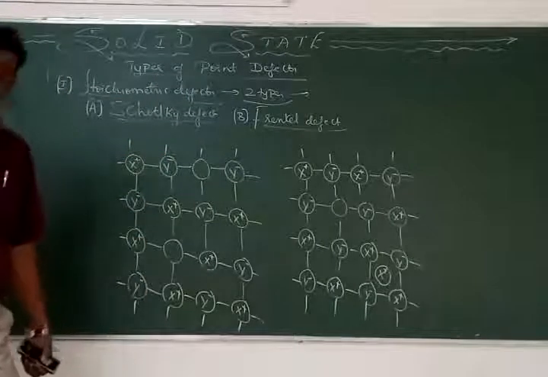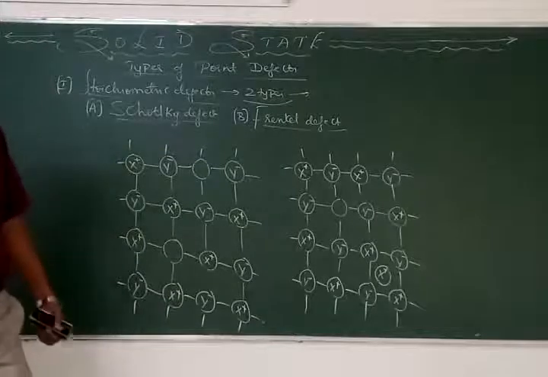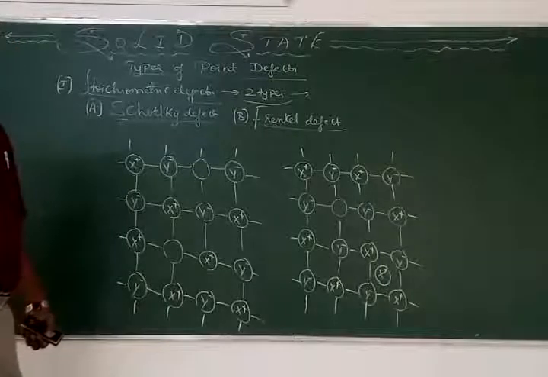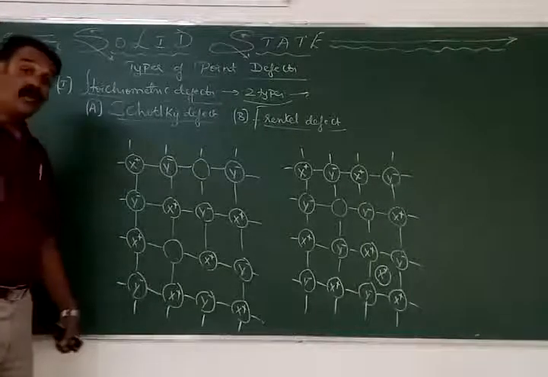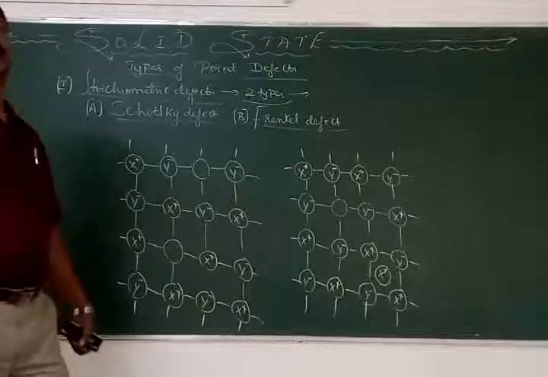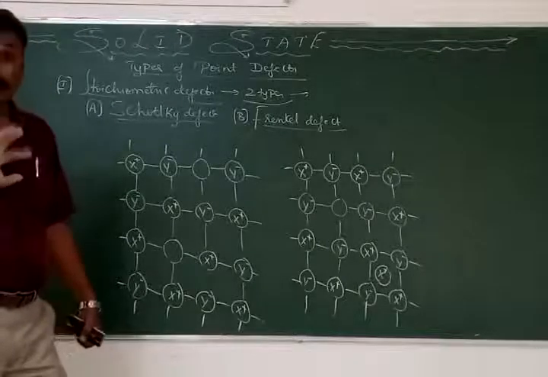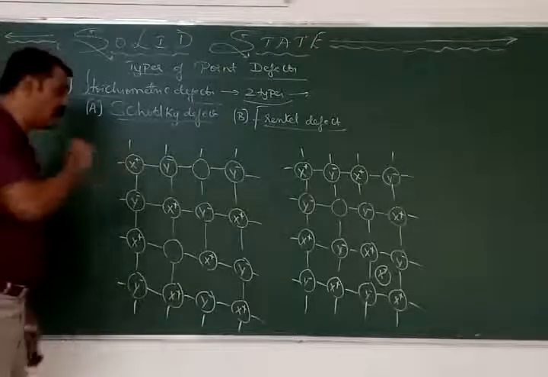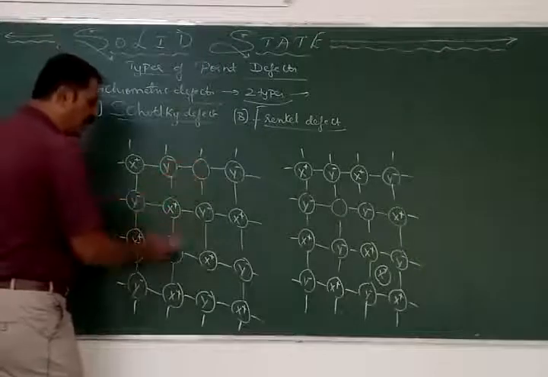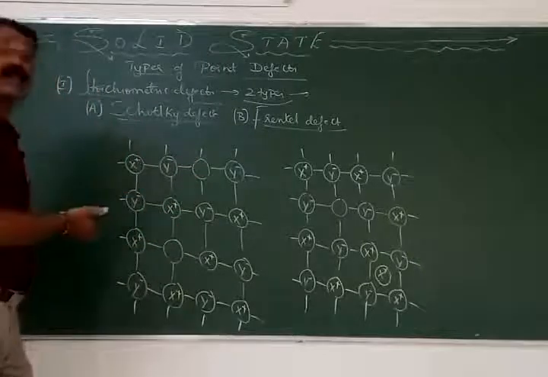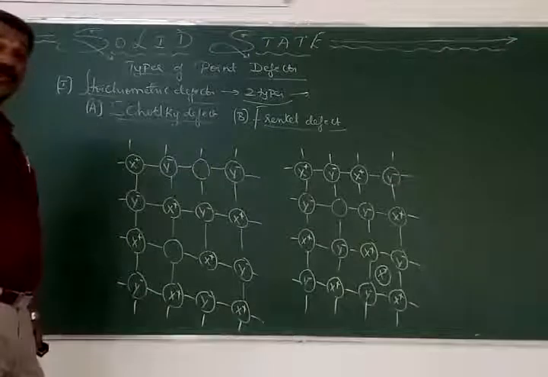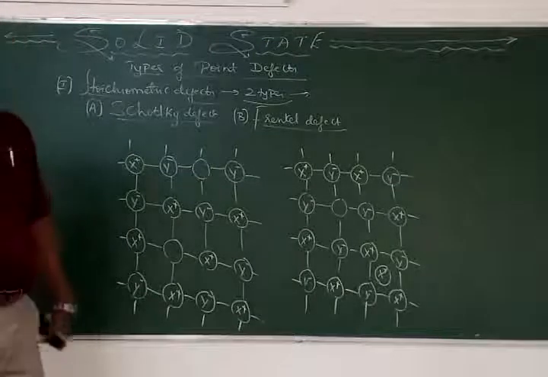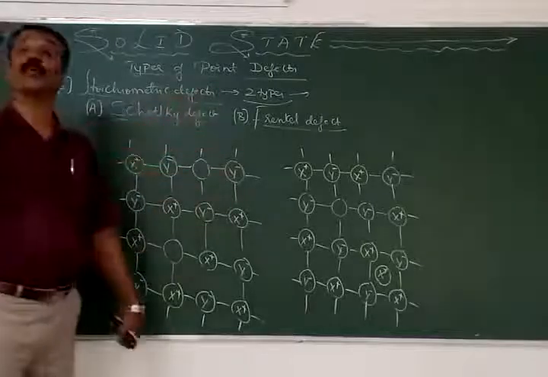Because it is not applicable for atomic or molecular crystals. It is strictly applicable with respect to ionic crystals. It is a stoichiometric defect with respect to ionic crystals due to the missing of equal numbers of cations and anions. Suppose here I have missed 1 cation and 1 anion. Not only 1 and 1. If it is 2, here also it is 2. If it is 3, here also it is 3. If n cations are missing, n anions must be missing. We have to maintain a constant ratio. And that defect is called Schottky defect.